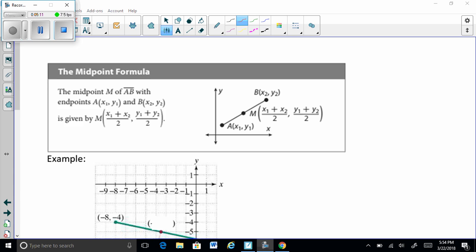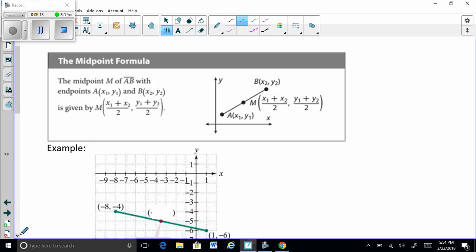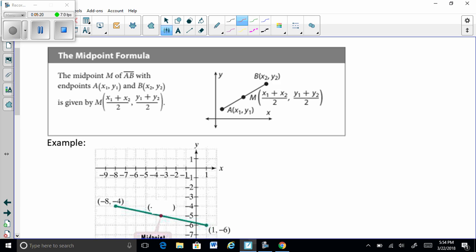So now we'll consider midpoint. Midpoint is actually even easier. If you want to find the middle of something, don't you average it, right? If you want to find the middle, you average. And so that's exactly what you do. You average the x values and you average the y values. And so you just add the x's, divide by 2, add the y's, divide by 2.